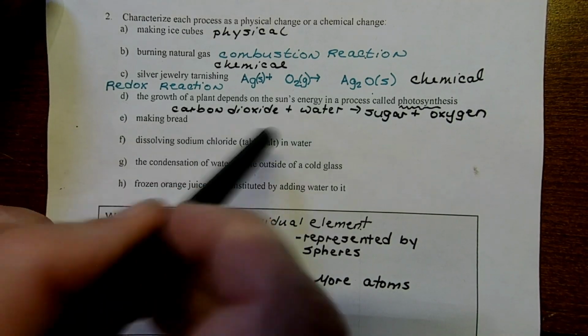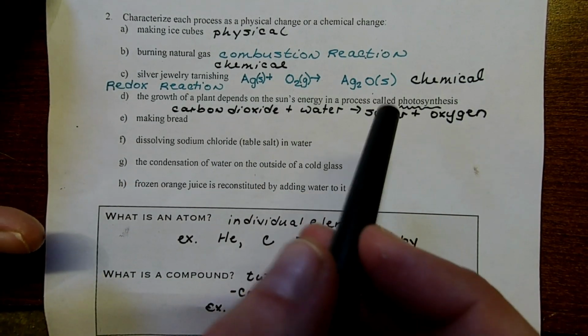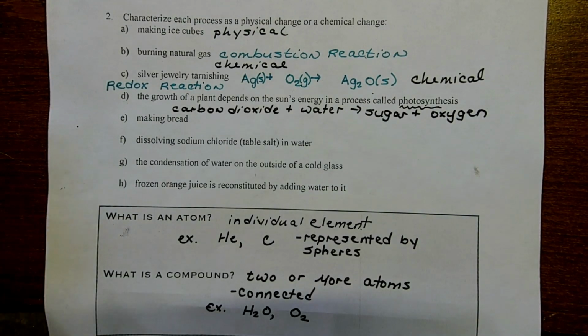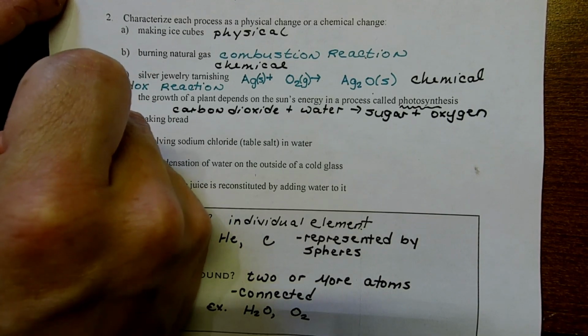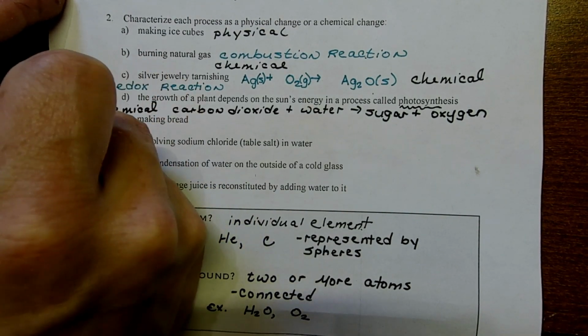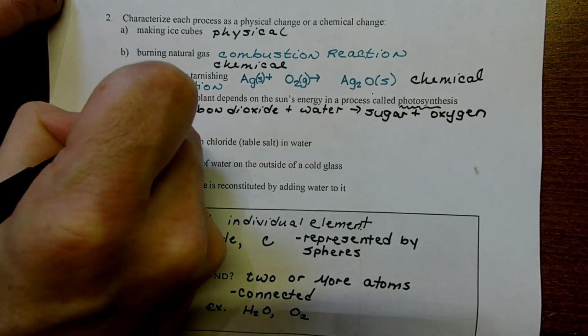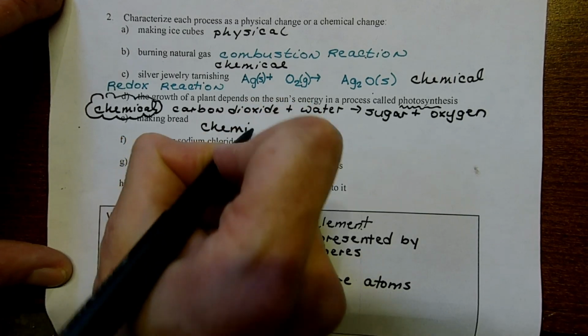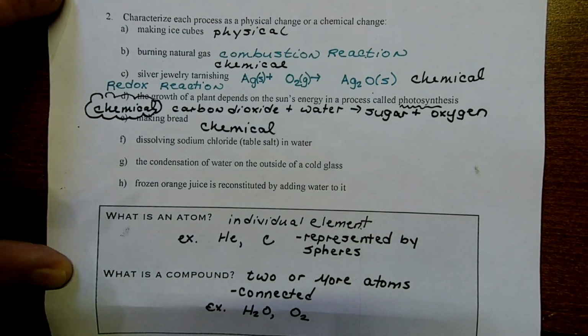We have some compounds over here that are not the same as the compounds over here. So bonds have been broken and bonds have been formed. And so we'll classify photosynthesis as being chemical. Making bread, hopefully you also classified that as chemical. Just thinking about what we discussed earlier.